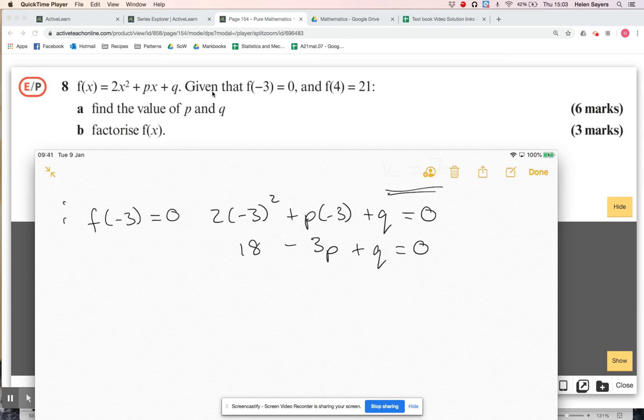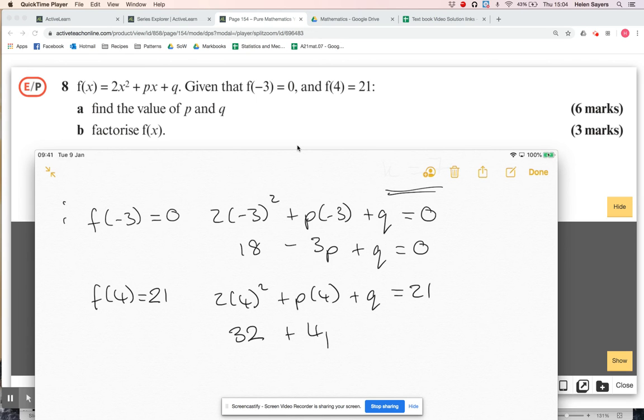Okay, so we can see where we're heading with this question, because I've got one equation with 2 unknowns. So if I do the same thing with x is 4 and f of x is 21, I'm going to have 2 equations and 2 unknowns that I'll be able to solve. So when you substitute 4 in, you get 21 out. So 2 times 4 squared plus p times 4 plus q is 21. So what is that going to be? 2 times 16 plus 4p plus q is 21. So there's my 2 equations.